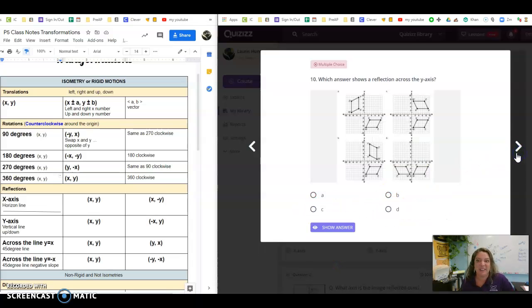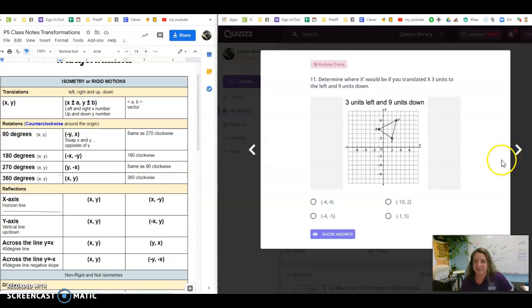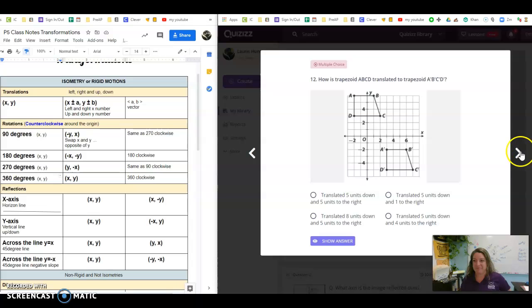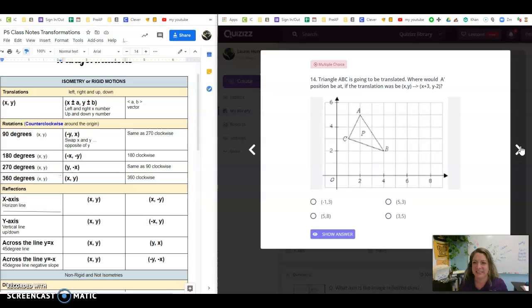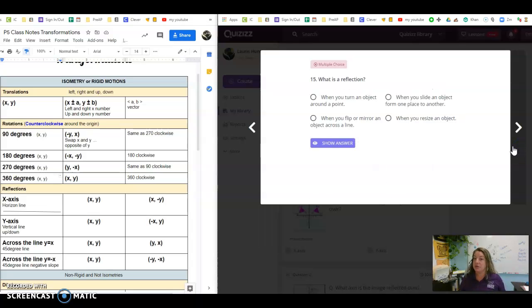All right, let's see if that weirdness pops up again. Oh, this is a good review question. Where would x be if you went 3 units to the left and 9 units down? That's a review question. What is going on with these review questions? Oh, this is a good one. What's a reflection? Is that when you turn an object on a point? When you slide it from one point to another? When you flip or mirror across a line? Or when you resize an object?